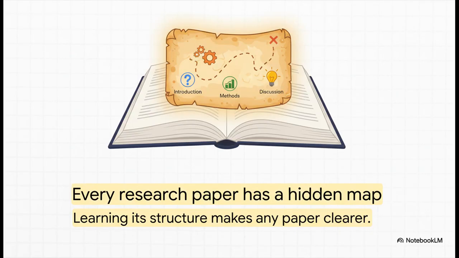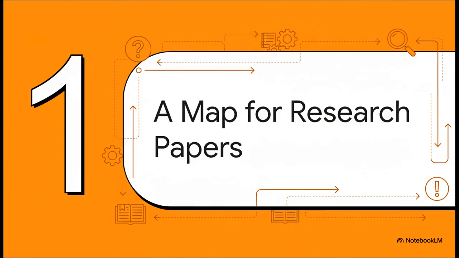You can think of it like this. Every research paper has a kind of hidden map inside. And this map is the standard structure that nearly all academic articles follow. Once you learn how to see this map, navigating any paper becomes so much easier. So let's take a look at this map.